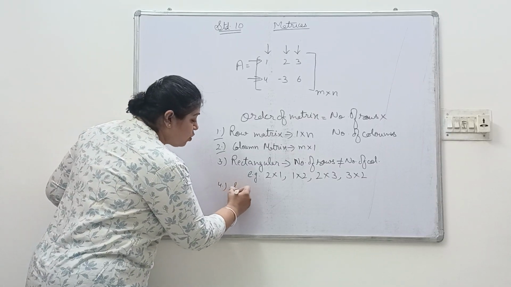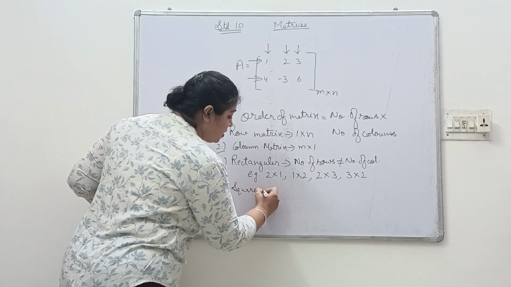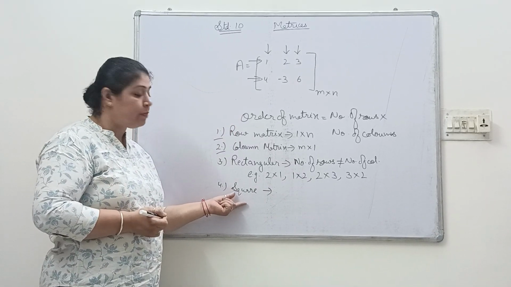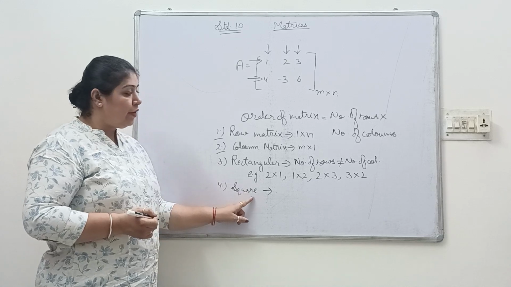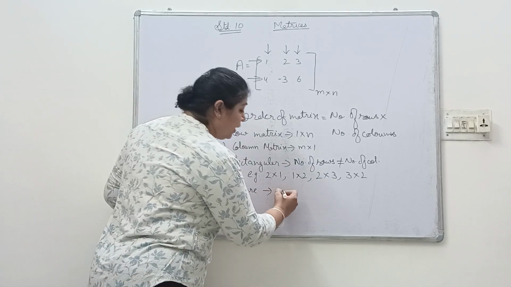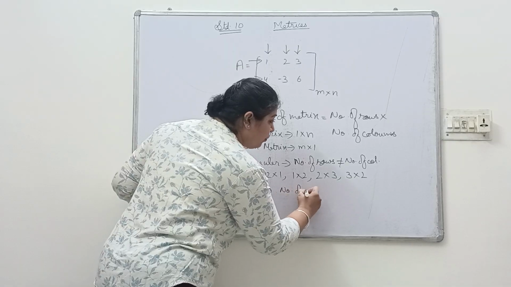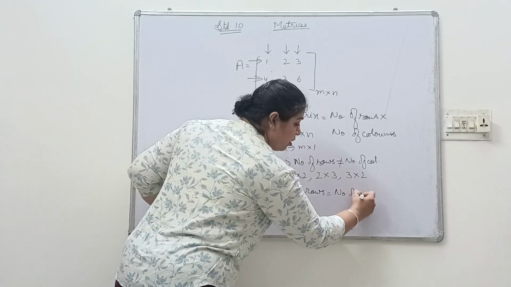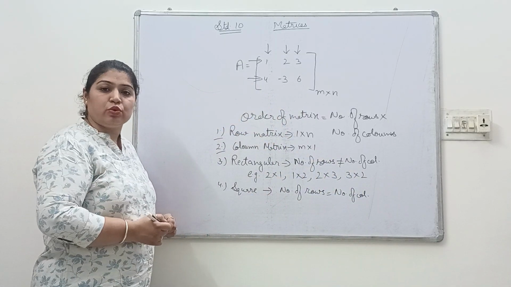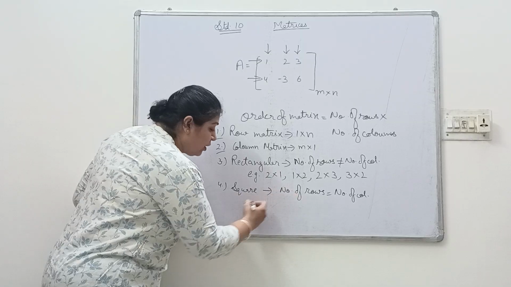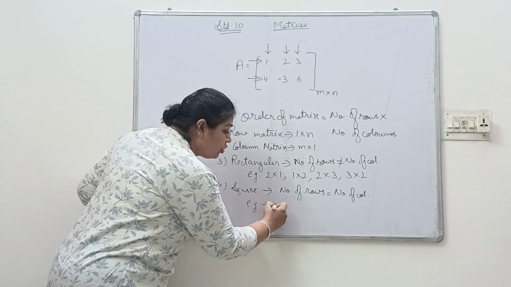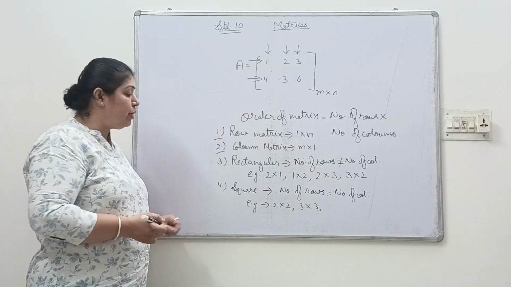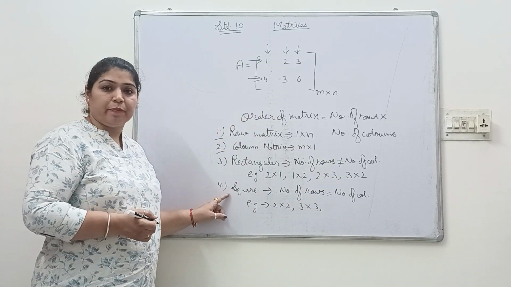Next is the square matrix. As the name suggests, square means all the sides are equal. We know what a square is. So when we talk about a square matrix, the number of rows must be equal to the number of columns. Any matrix having order 2 by 2, 3 by 3, 1 by 1, etc. is known as a square matrix.